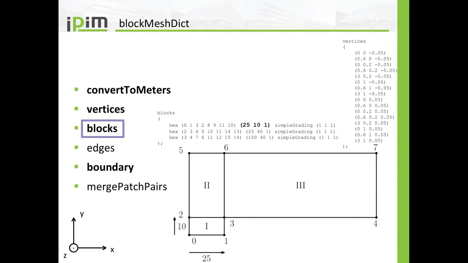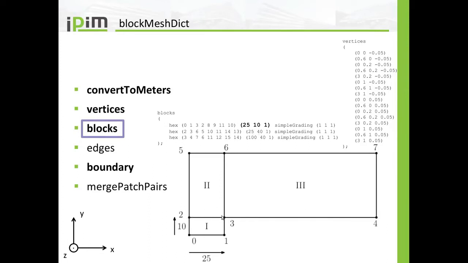Now for the mesh itself, these vertices are not the coordinates of your mesh, but rather the coordinates of your geometry. But now we come to the mesh. You define the mesh within these brackets. And here in the first block we want to place 25 cells in the x direction and 10 cells in the y direction. In the second block we want to place 25 in the x direction.